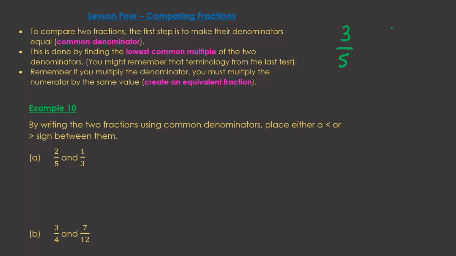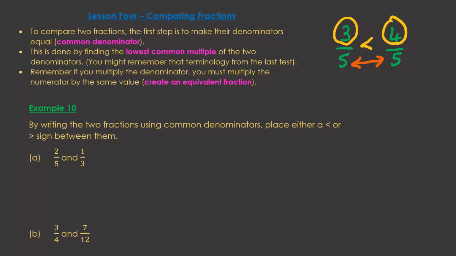3/5 and 4/5. It should be clear that 4/5 is bigger, but that was easy to compare because these had the same denominator. And then all we needed to do to compare them was compare the two numerators. And then we could say that that one is bigger than that one. What if they have different denominators?